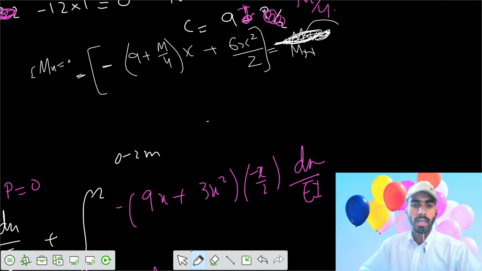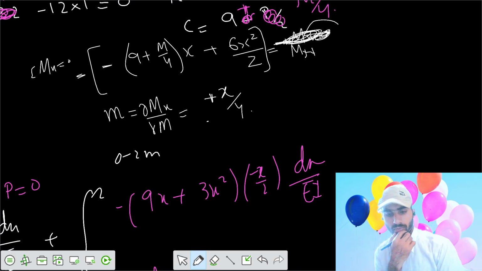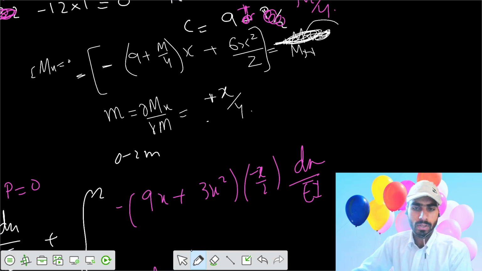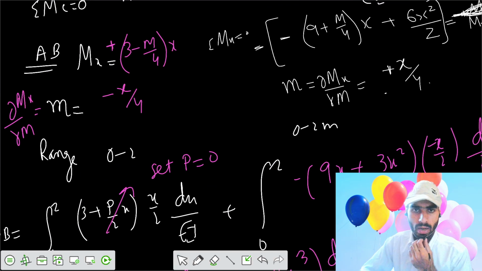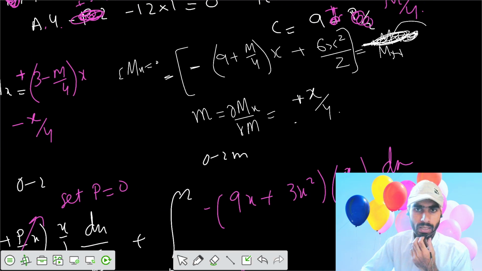So finally you got the moment equation. Now you want to say what is the value of m? That's dou Mx by dou M. So that becomes minus or positive x by 4. In the first part you got a small m of minus x by 4. In this part you got a small m of plus x by 4.